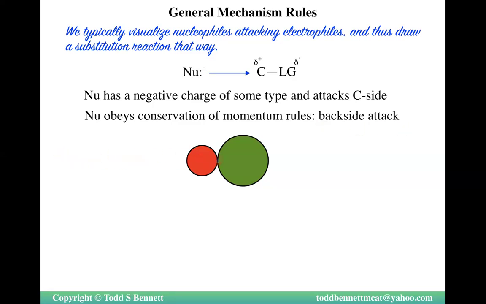Momentum comes in left to right, it goes out left to right. The vector is moving in a straight line, parallel to the top and bottom of the page, perpendicular to the sides of the page, comes in, straight line, knocks the other one out, straight line. Okay. So backside attack, you're going to hear that phrase often.